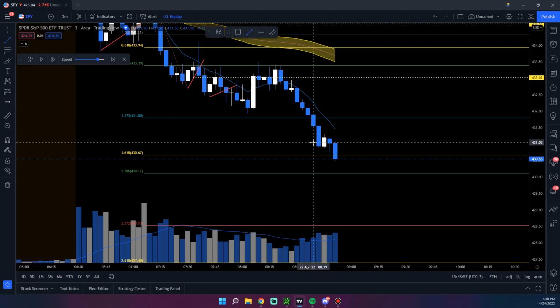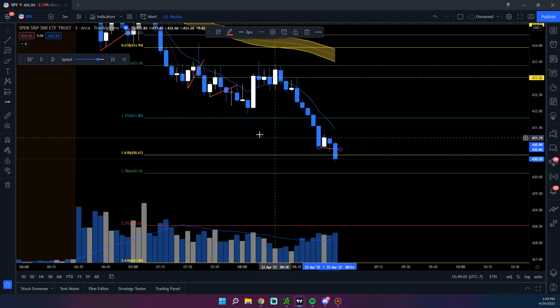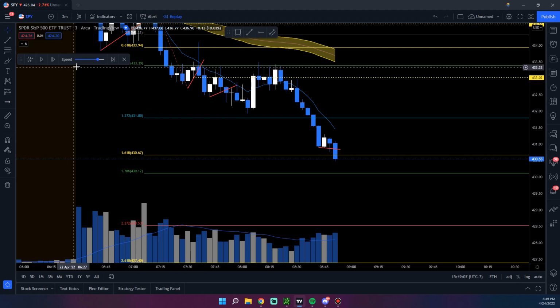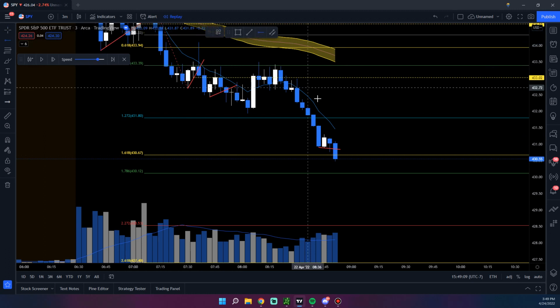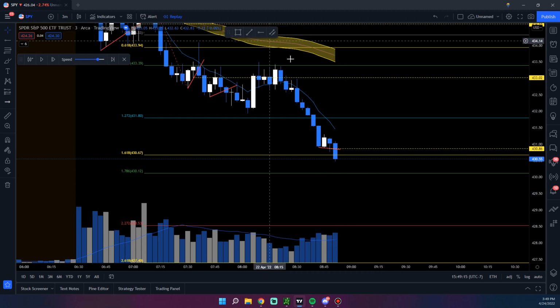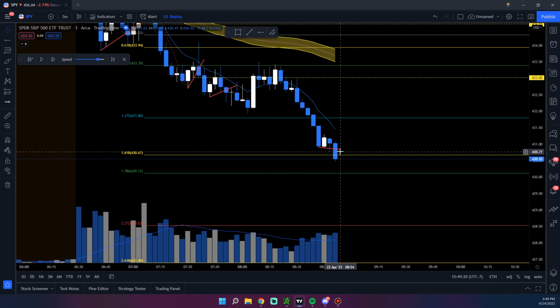Also, we did form another little flag here, and our safe entry, excuse me, is going to be right here on the last touch, which actually kind of lines up with the trend line. Personally, I hate it when flags are downward like this. Here's the top of our flag.